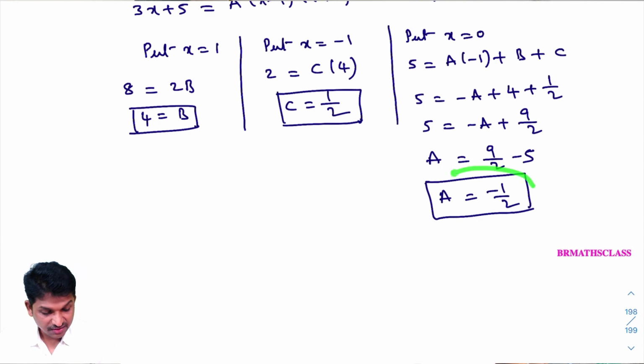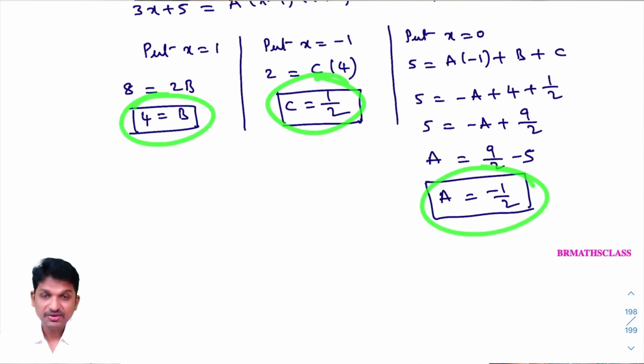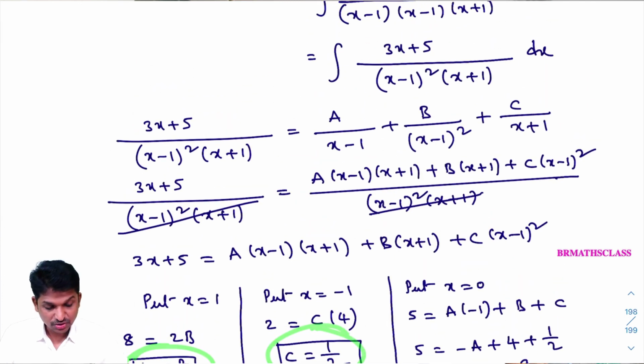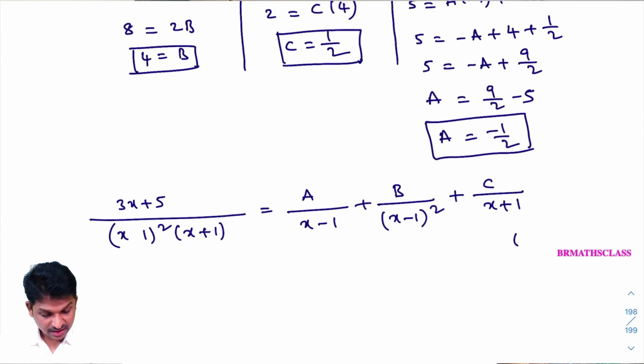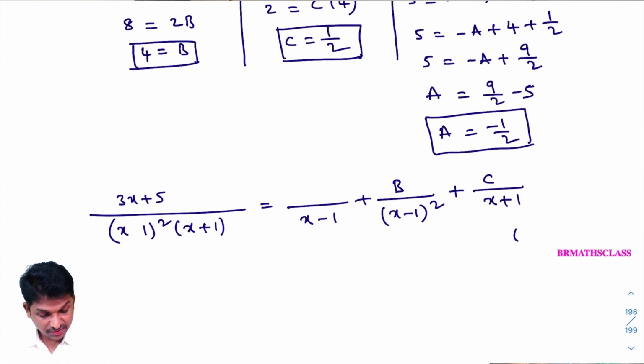Look here. A value minus 1 by 2, B value 4, C value 1 by 2. What I'll do, these ABC values, I need to substitute in this equation 1. Look here, this is equation 1. Look here, I got ABC values now. Now I'll write what is A value I got. A value I got it as minus 1 by 2. I'll write minus 1 by 2.